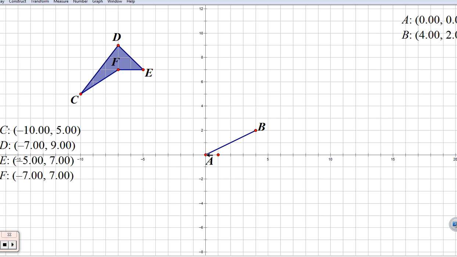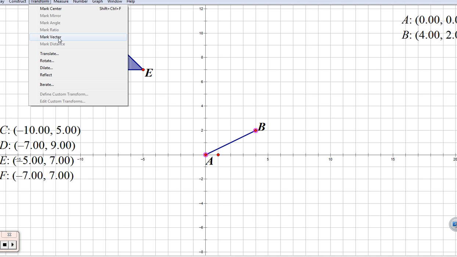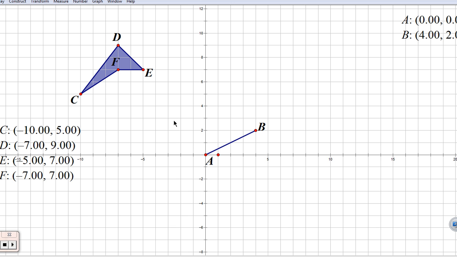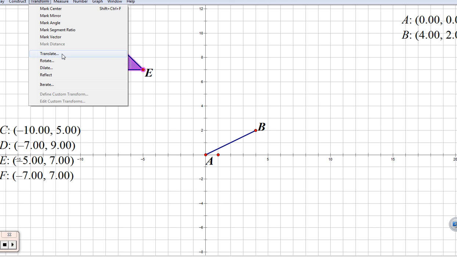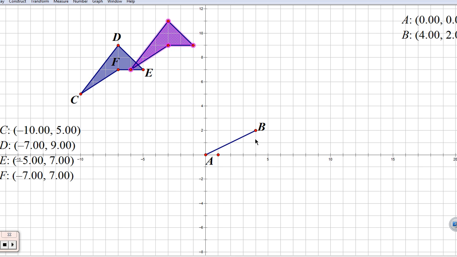Now I'm going to do something to my original segment that I drew called mark a vector. That's going to help me in my transformation today. Selecting my whole object, I'm going to come up to my transform menu and choose translate. I want you to first of all notice that I have exactly the same shape again. Nothing has been changed about this shape except its location.